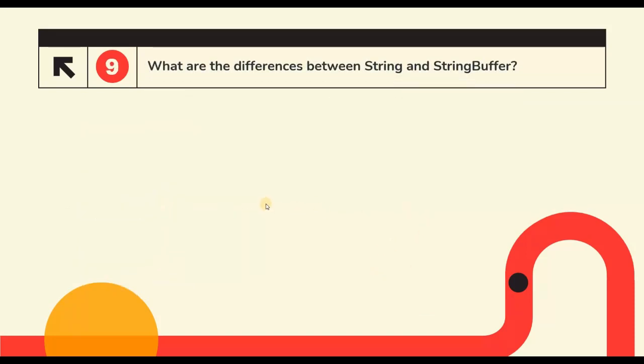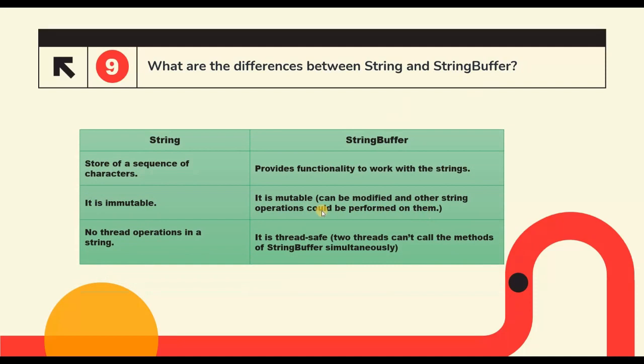Next, as you know, there is a String and a StringBuffer. String is there, but StringBuffer is also there. So what is the difference between them? String is stored as a sequence of characters, and StringBuffer provides the functionalities to work with the string. String is immutable, and StringBuffer is mutable. That means it can be modified, right?